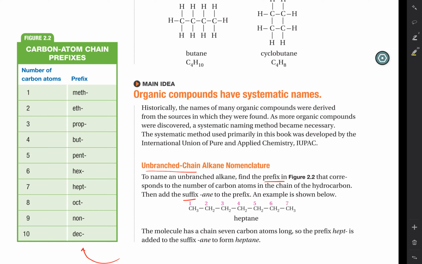And the suffix depends on the type of the organic molecule. If it's alkane, it ends with ane. If it's alkene, it ends with ene. If it's alkyne, it ends with yne.